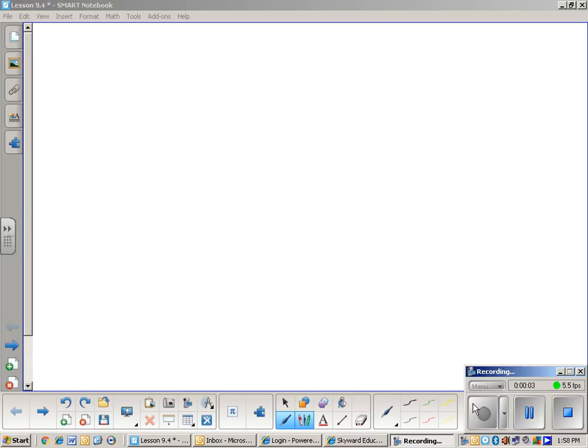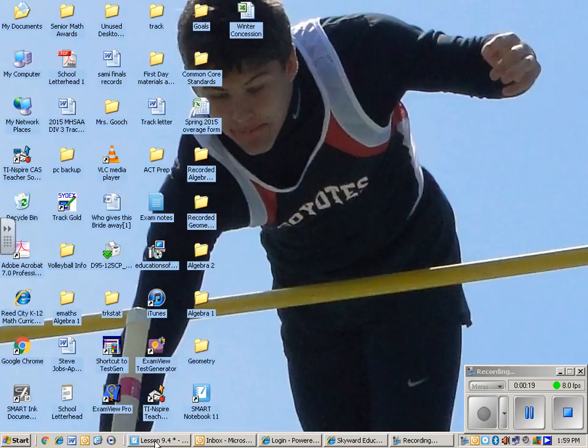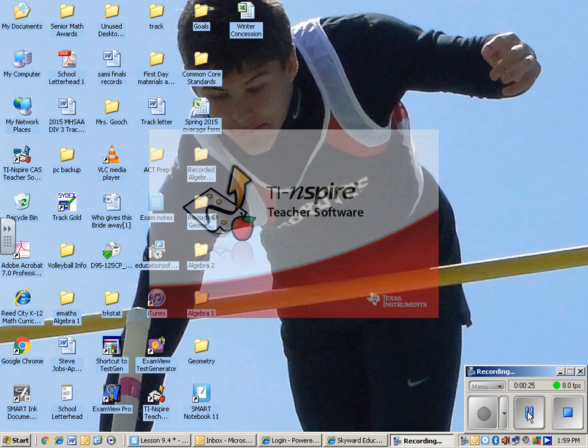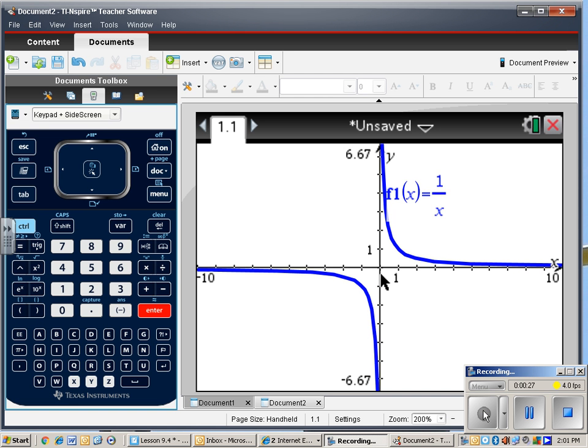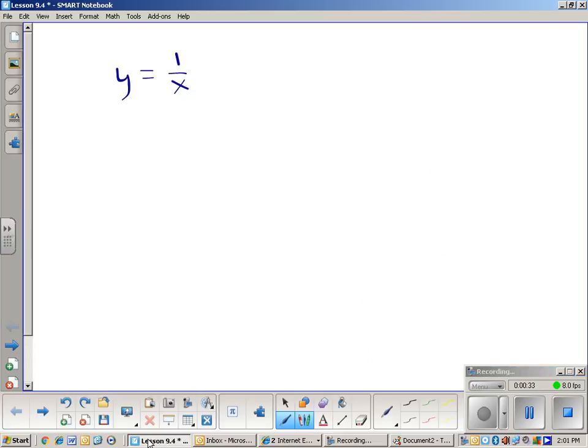Yesterday, we had written on the board y equals 1 over x. And then we really had not enough time to graph it and talk about it, so I just said let's hold off. So graph that on your calculator. While you're doing that, I'm going to get this opened up. So when we graph that on our calculator, we get this graph. Okay? And so it looks something like this.